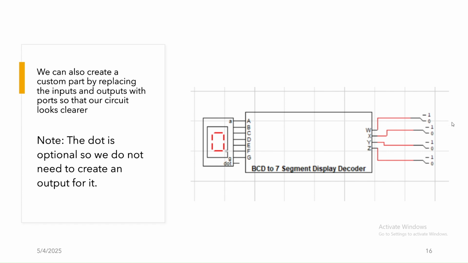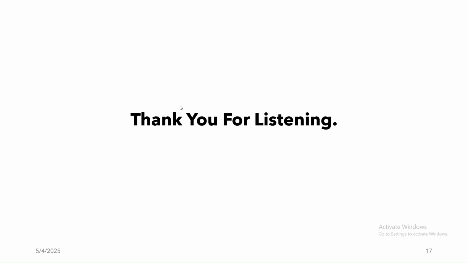And here is how the circuit looks with the custom block. So here I have the 4 inputs with the 7 outputs. And again, the dot is optional, we do not need it. We will later be verifying whether or not the circuit is correct through the LogicWorks simulation. Thank you for listening, and I hope it was clear.